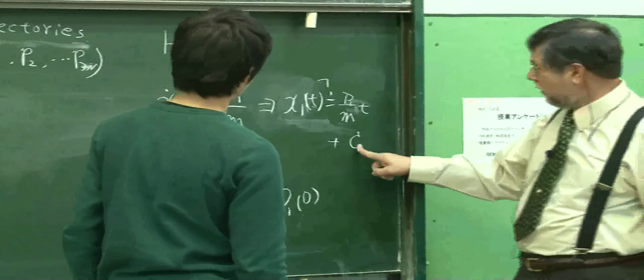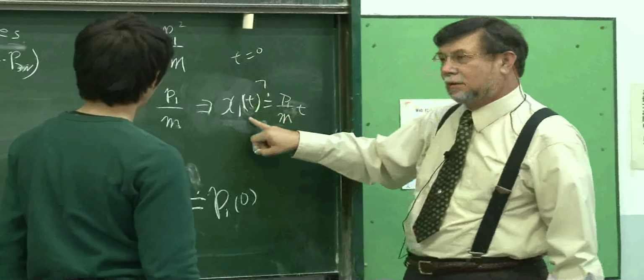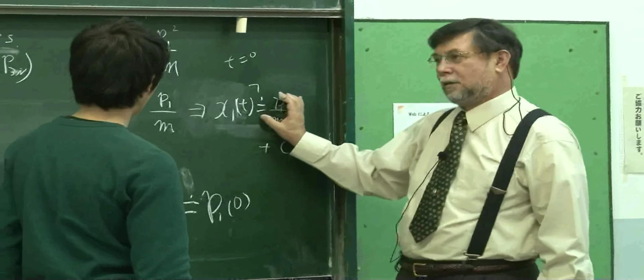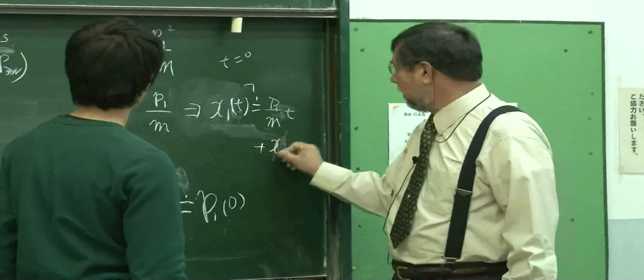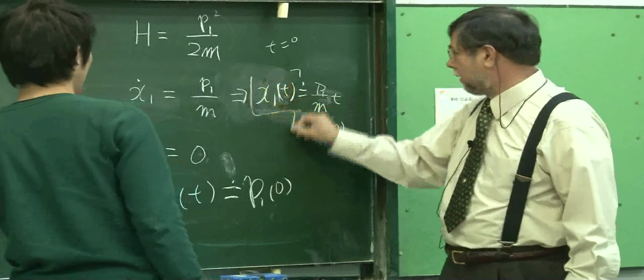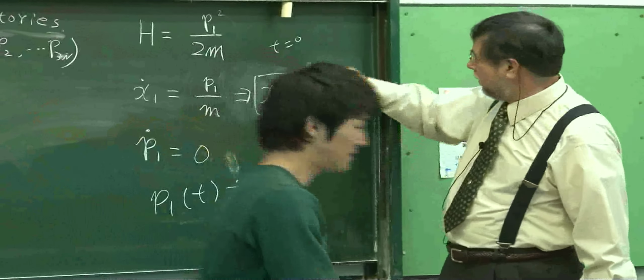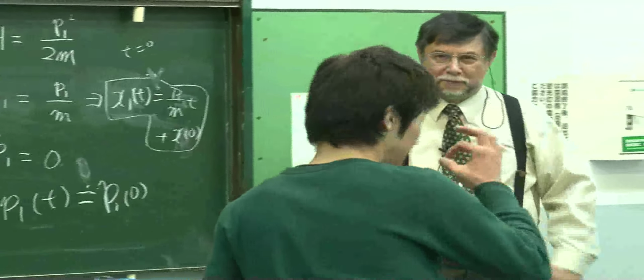But when you take t equals 0, this goes to 0. Okay? Therefore, C should be this one. Okay? So this is answer. So you are right. Almost. You forget this one. Okay, good.